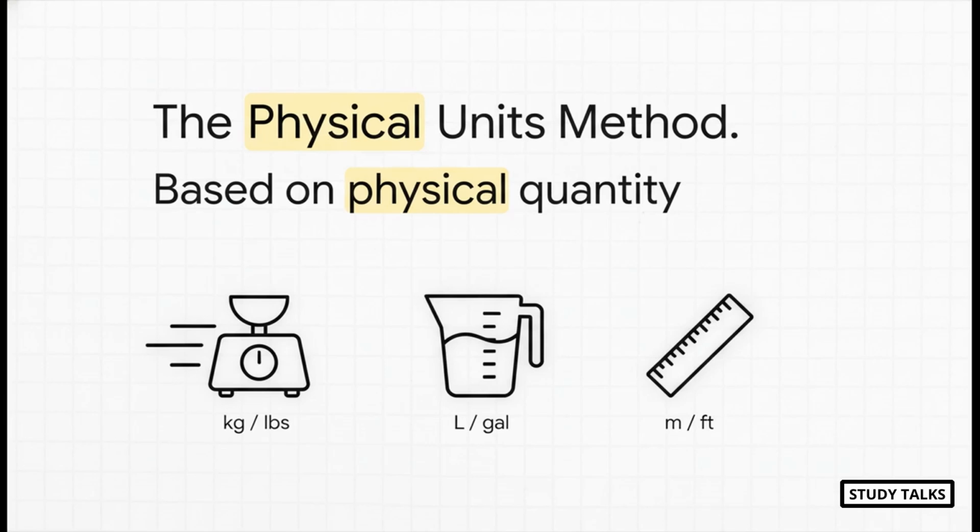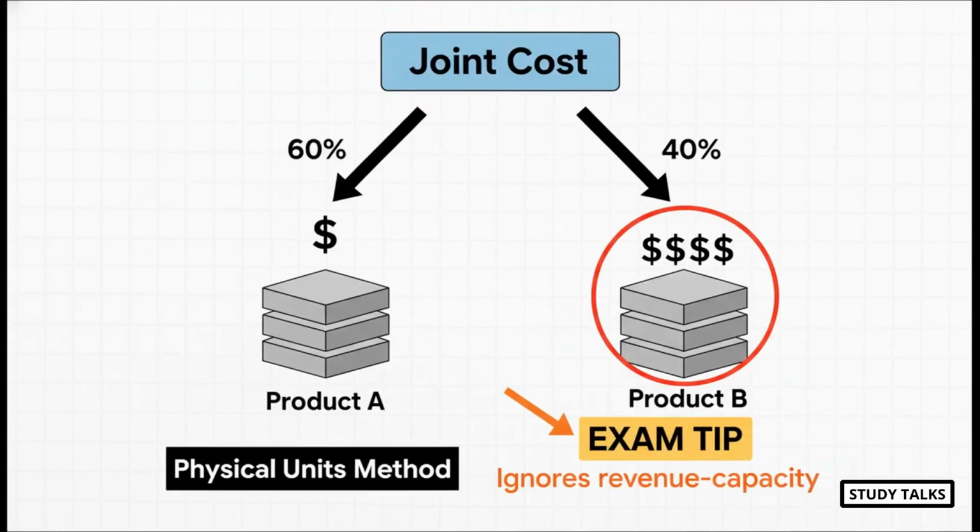Okay, let's get into our first method for splitting up that joint cost. It's the simplest one of the bunch, called the physical units method. And just like the name says, it's all about physical quantities, like weight or volume. The logic is really straightforward. If you produce 100 kilograms of product in total, and product A is 60 of those kilograms, then product A gets 60% of the joint cost.